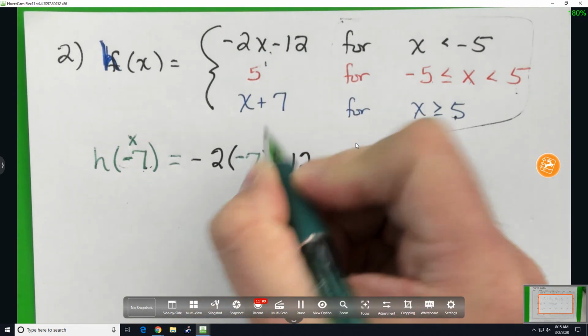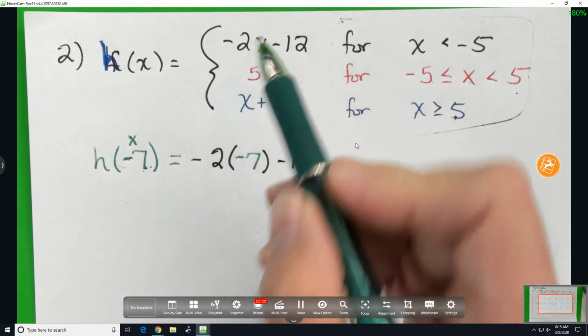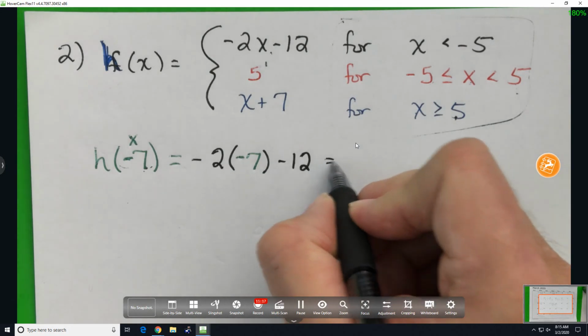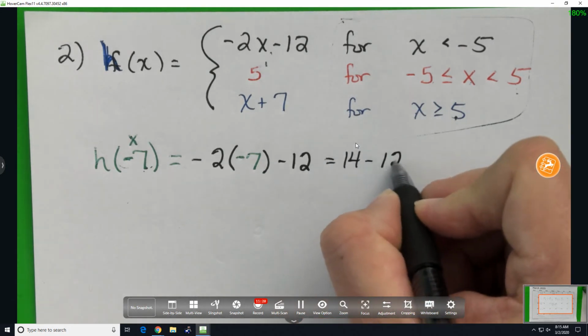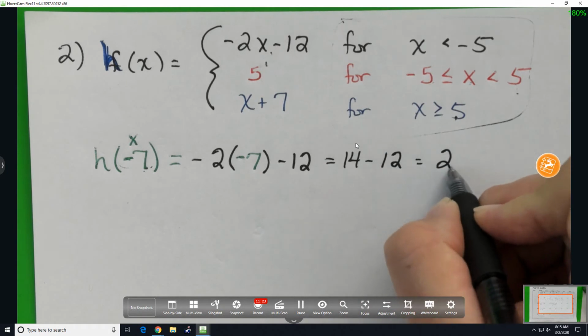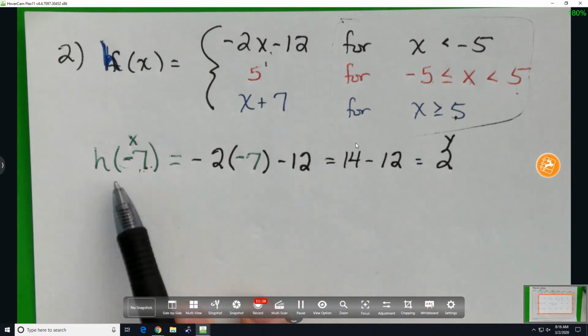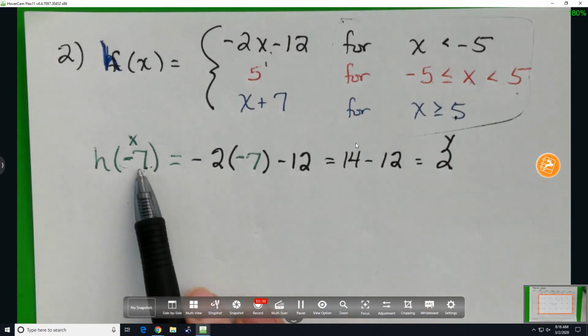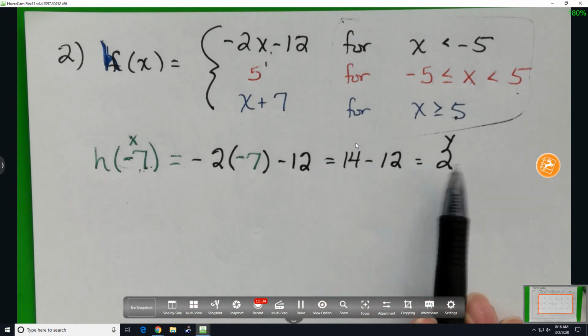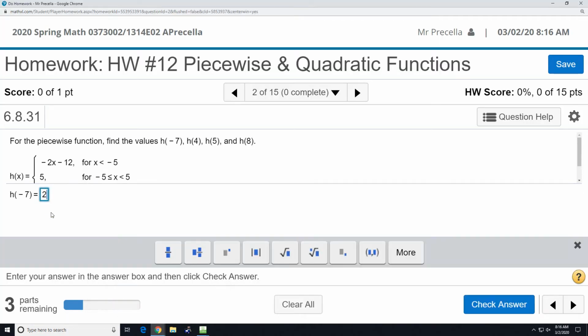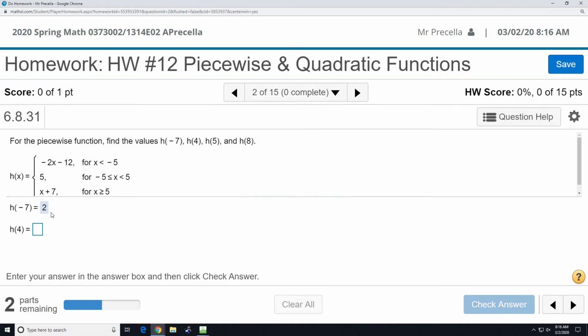-7. Put a -7 in for x. So -2 times -7 is a +14. Minus 12 is 2. For every x, there can be only one y. A function is a rule which assigns to every x value exactly one y value. There's the one y value. So let's type in 2, get a correct answer, and it'll tell us another number to plug in. What number does it say to do that? H of 4.